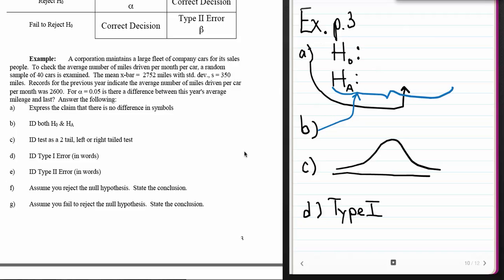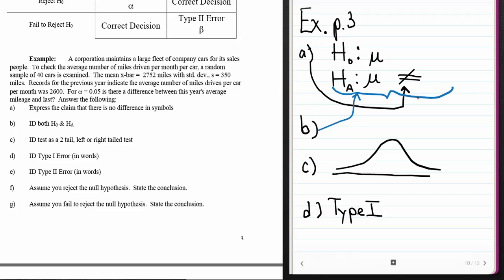Answer the following. Express the claim that there is no difference in symbols. So having no difference in symbols, what we're going to be looking for is that our claim says that there is not a difference, does not equal to. And then that will go right straight into IDing the null and the alternative hypothesis. We're testing the average number, right? So right here it says average, and that means that we're testing mu, the population parameter. So that's going to go both into the null and the alternative hypothesis.